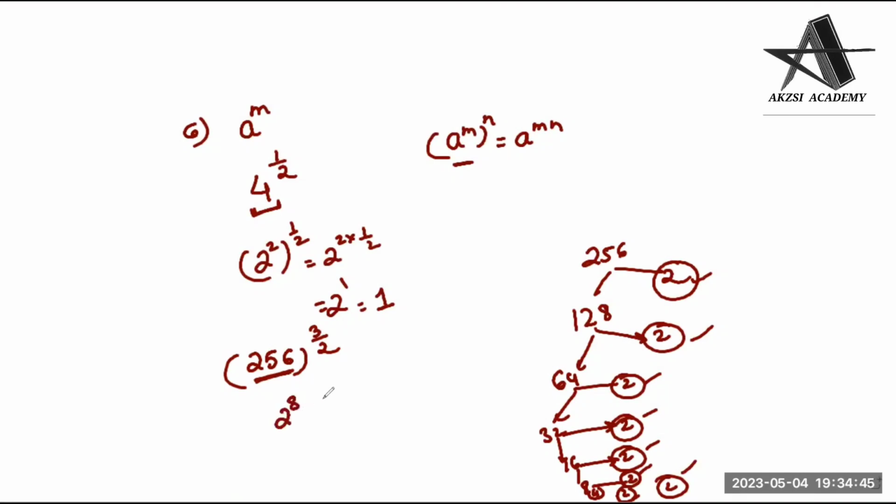So every time there is a fractional index, you have to convert your number into index form, and then you can do it using the factor tree method. So 2 to the power of 8 whole to the power of 3 by 2. Using the third rule, 2 to the power of 8 into 3 by 2, that is 2 to the power of 12. So this is your final answer. In this way you can solve it.